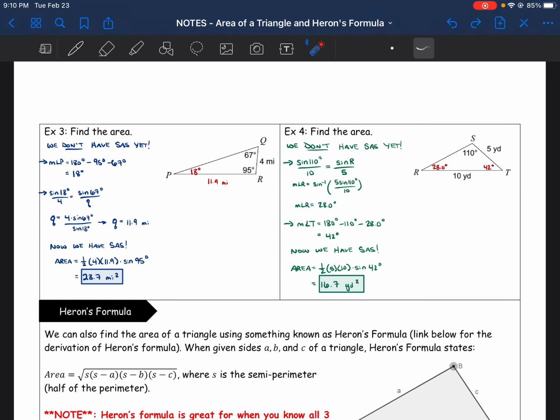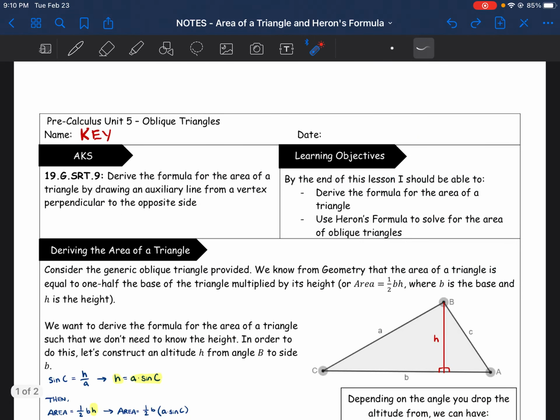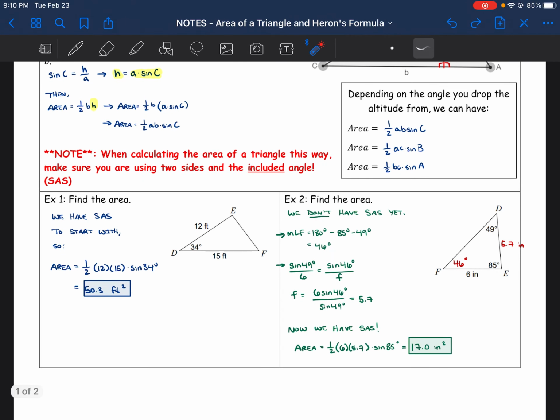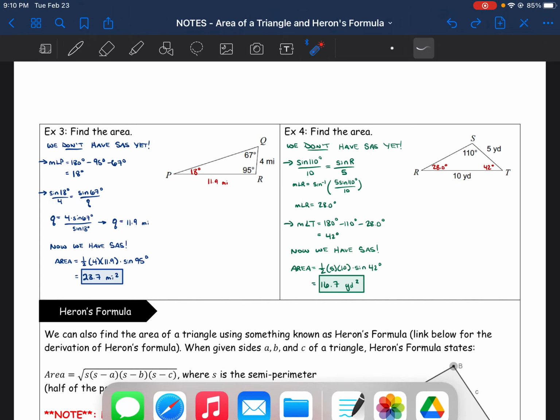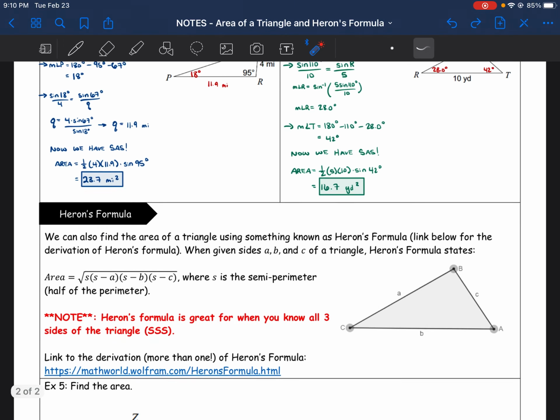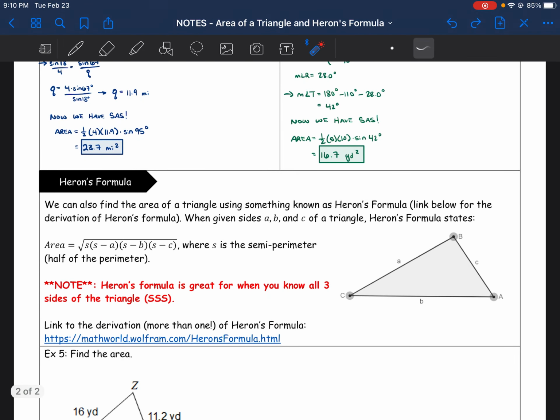Now, what I tried to do here for these 4 examples is give you examples of 4 different kinds of triangles. We had a side, angle, side. We had an angle, angle, side. We had an angle, side, angle. And we had a side, side, angle. The one type that we didn't look at is a side, side, side triangle. And we saved that for last because there's actually a special formula that we can use called Heron's Formula when dealing with side, side, side triangles.